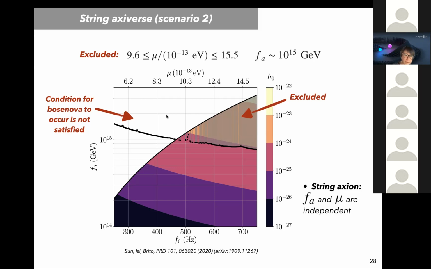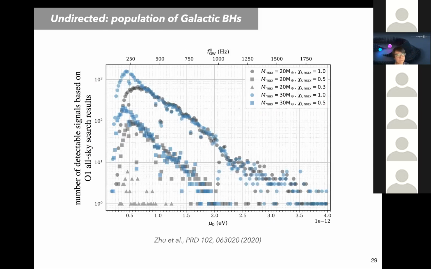So next, quickly explain another type of scenario, which is the undirected search, basically an all-sky search for any possible emitting boson cloud out there in the population. So first, to show this figure taken from this paper, they actually estimated the number of detectable signals as a function of boson mass, if they exist, and the corresponding gravitational wave frequency.